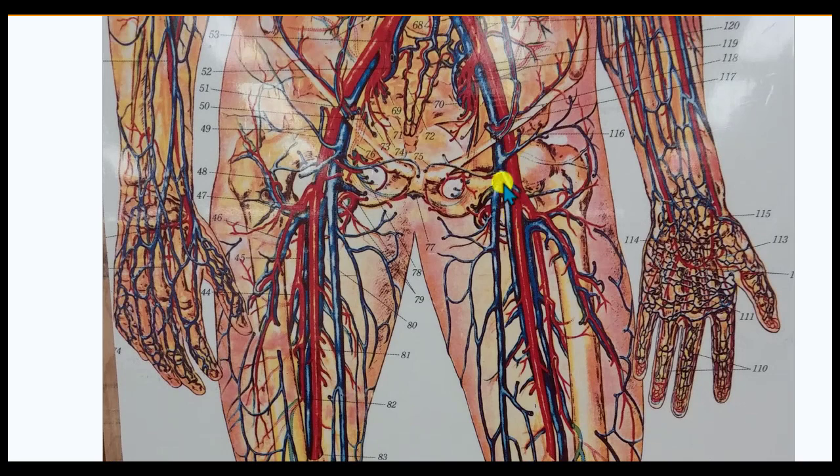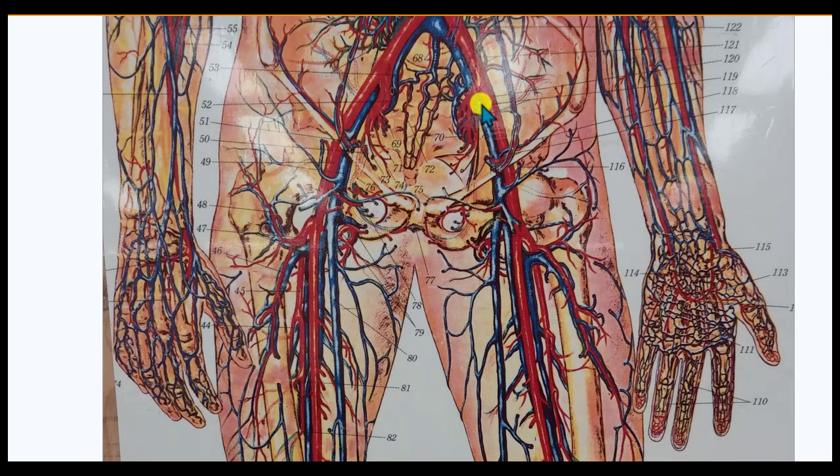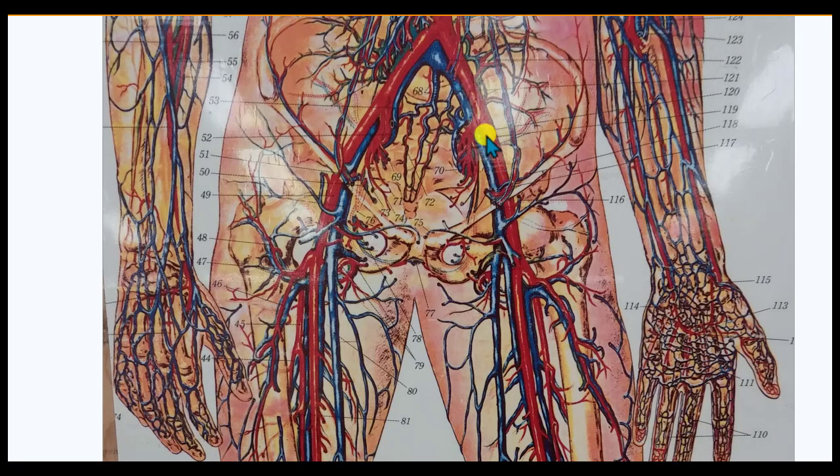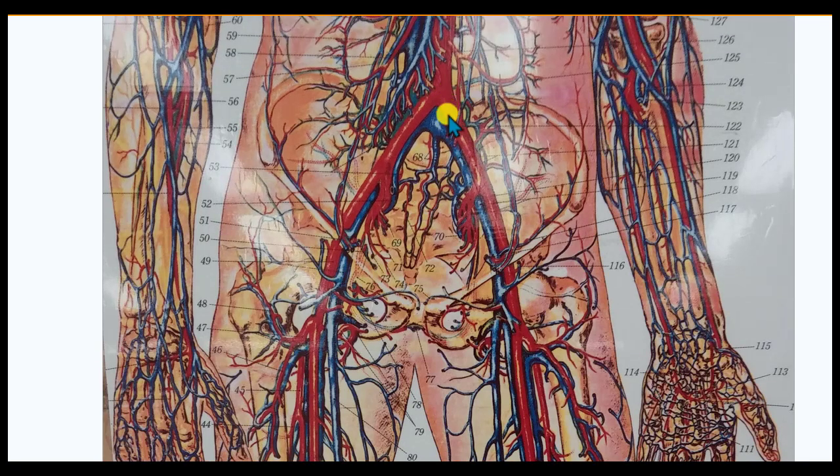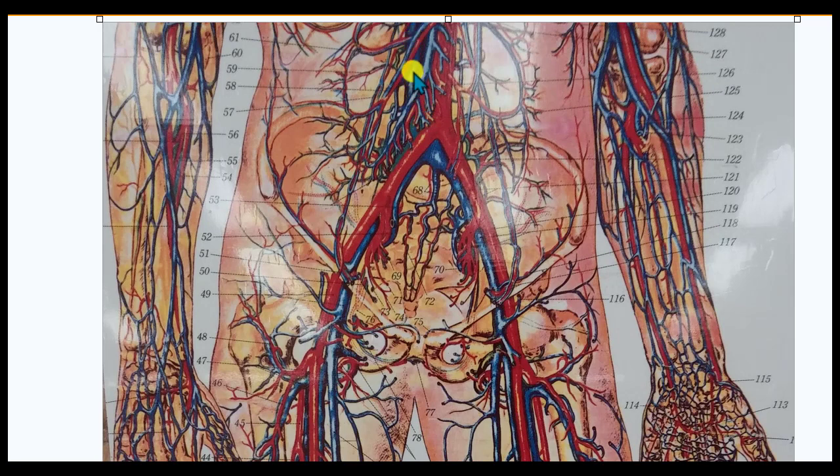And then where the femoral vein passes into the pelvis, it becomes the external iliac vein. Then the internal iliac vein comes from medially in the pelvis and merges with the external iliac vein, becoming the common iliac vein. And then the two common iliac veins merge to the inferior vena cava that runs up through the abdomen and up toward the heart.